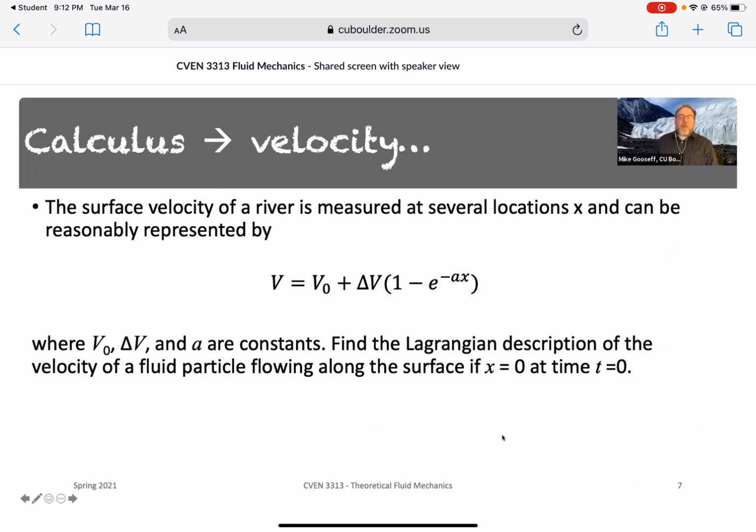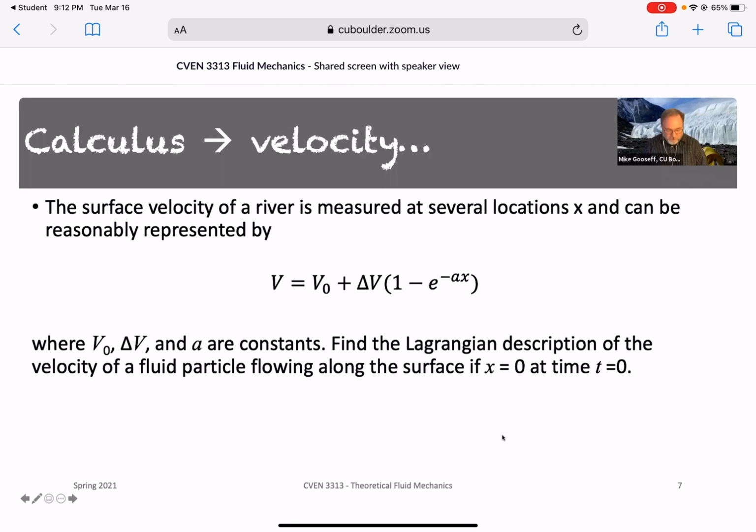And the problem statement here is that the surface velocity of a river is measured at several locations x and can be reasonably represented by v is equal to v naught plus delta v times 1 minus e to the minus a times x, where v naught, delta v, and a are all constants. We're to find the Lagrangian description of the velocity of a fluid particle flowing at the surface if x is equal to 0 and time is equal to 0.